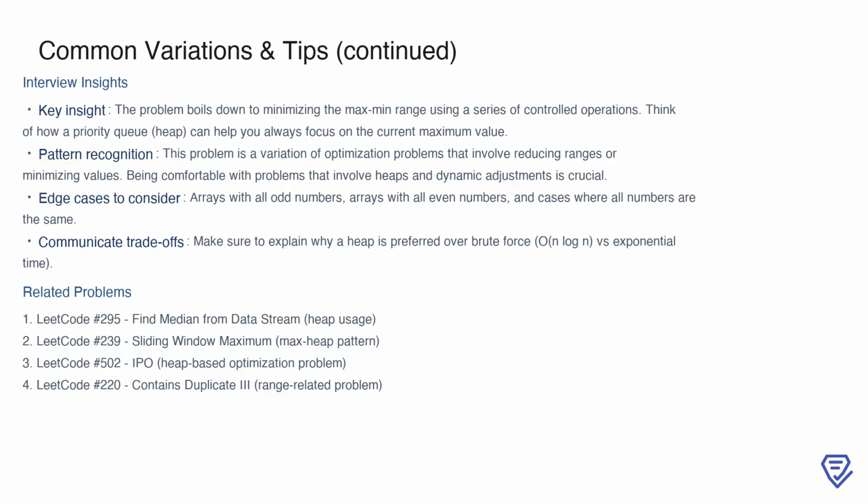To strengthen your understanding, consider practicing related problems like LeetCode number 295, which involves median calculation with heaps, or number 239, which uses a max heap pattern for sliding window maximum.